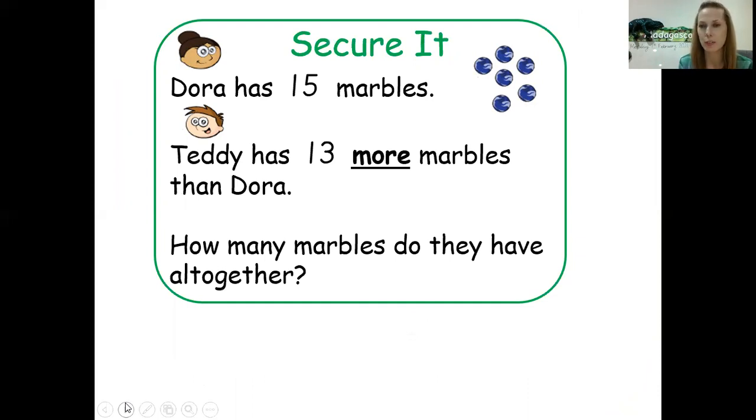So it says Dora has 15 marbles and Teddy has 13 more marbles than Dora. How many marbles do they have all together? Now, you know that Dora's got 15, but you don't know how many marbles Teddy has got. You just know that his number is 13 more than Dora. So first of all, you need to work out how many Teddy's got, okay? By working out what 13 more than 15 is. Then when you've worked out how many Teddy has got, you can add it to Dora's 15 marbles to find out how many marbles they've got all together. So there's two parts to that question. That's why it's a secure, it's a bit trickier. Okay, so you've got two number sentences to do.